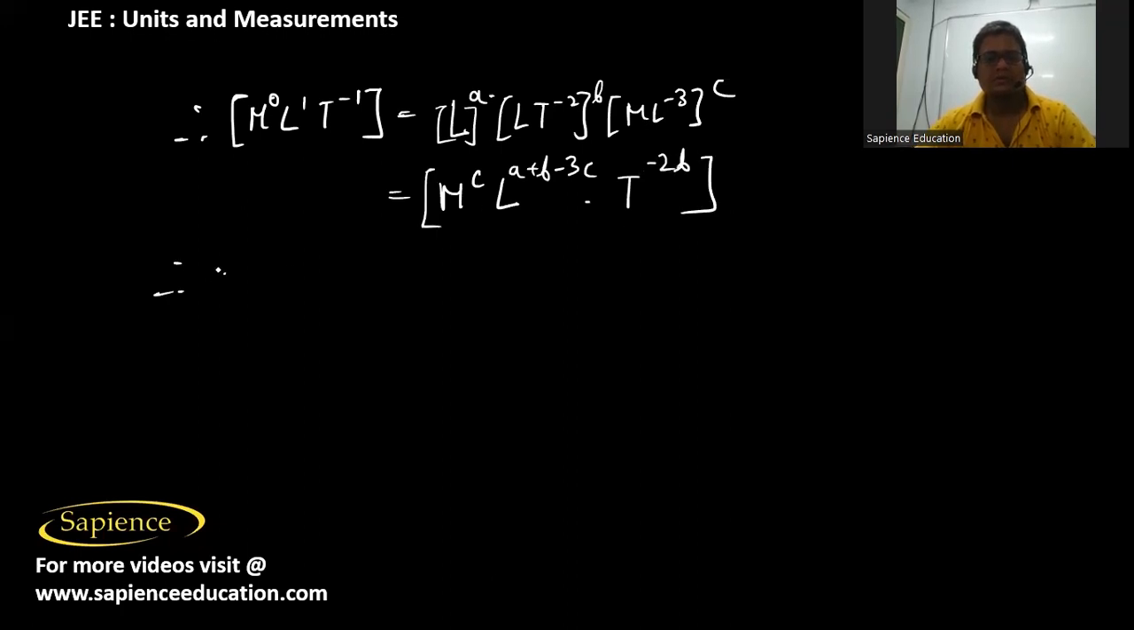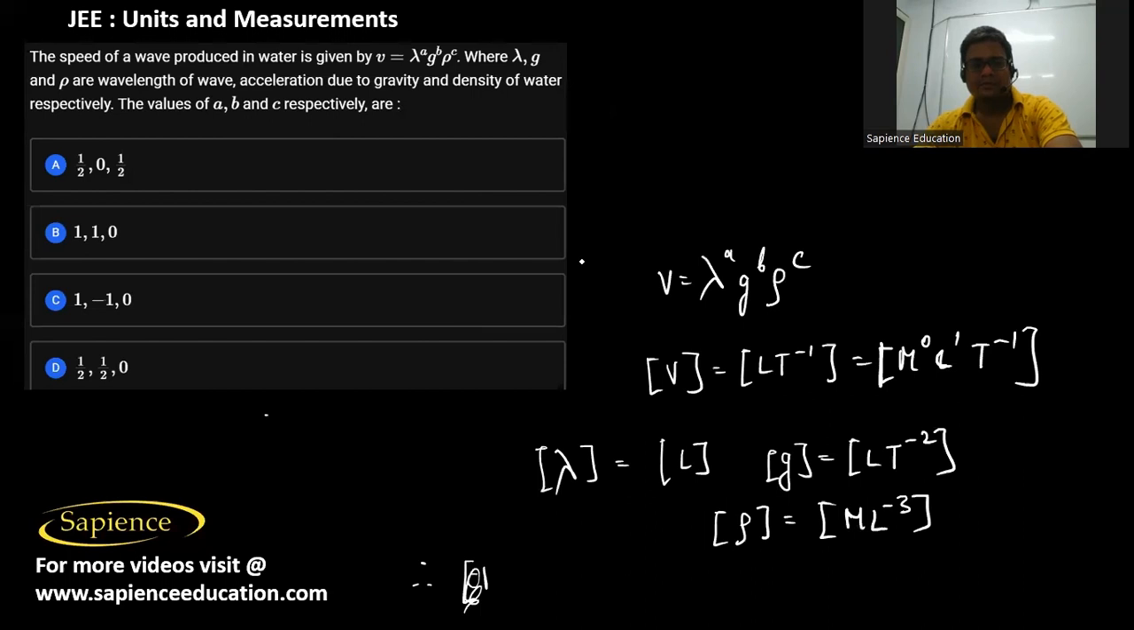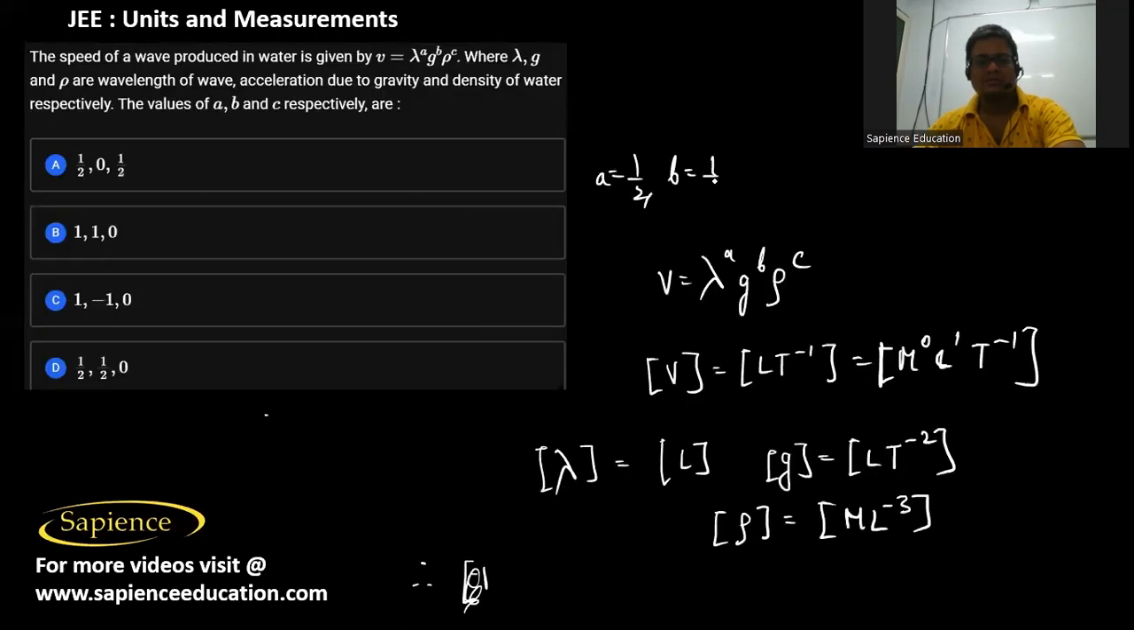So therefore C will be equal to 0. So A plus B should be equal to 1, and minus 2B should be equal to minus 1. So therefore B should be equal to half, and so A also should be equal to half. So it means A is 1 by 2, B is also 1 by 2, C is 0. So option D is the correct answer.